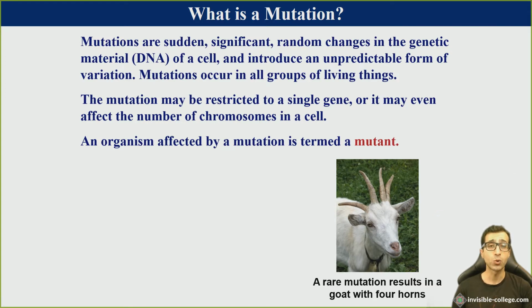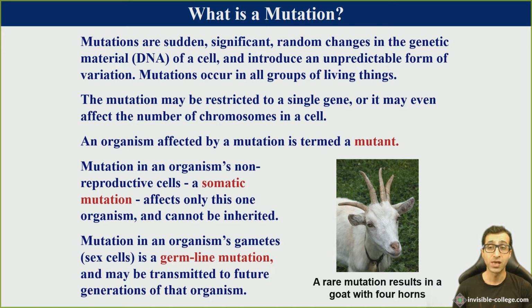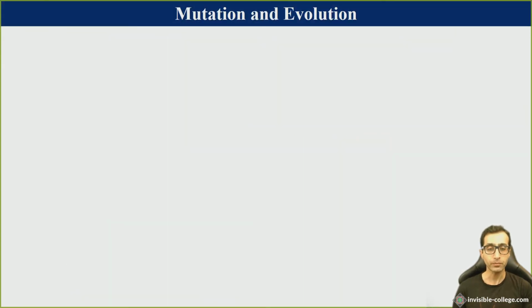Mutations in an organism's non-reproductive cells, a somatic mutation in other words, affect that one organism only and cannot be inherited. In contrast to that, mutations in an organism's gametes or sex cells are referred to as a germline mutation, and of course these mutations can be inherited by future generations of that organism.